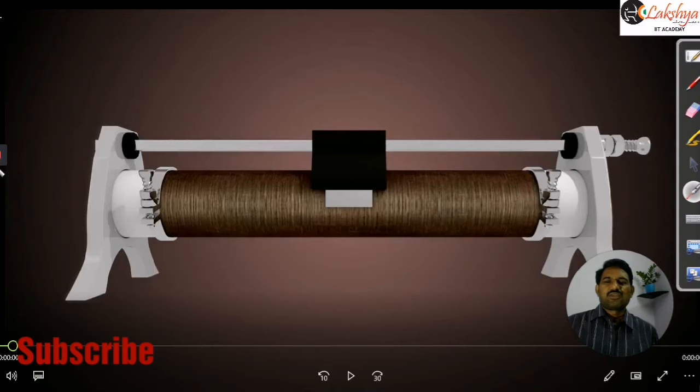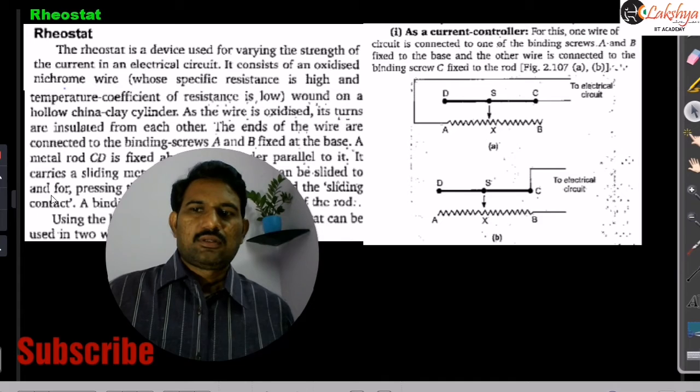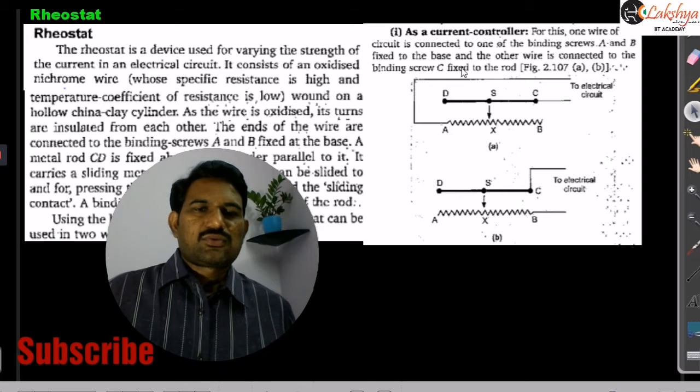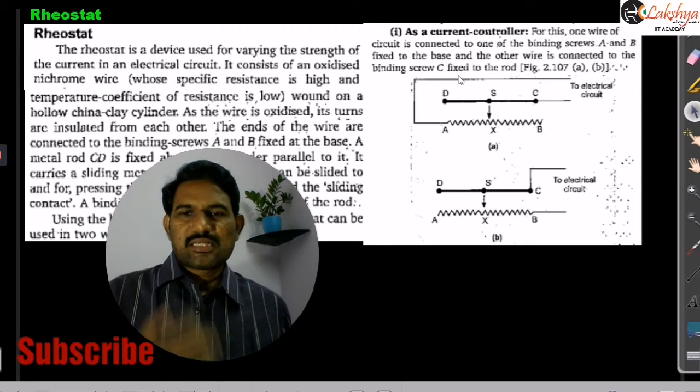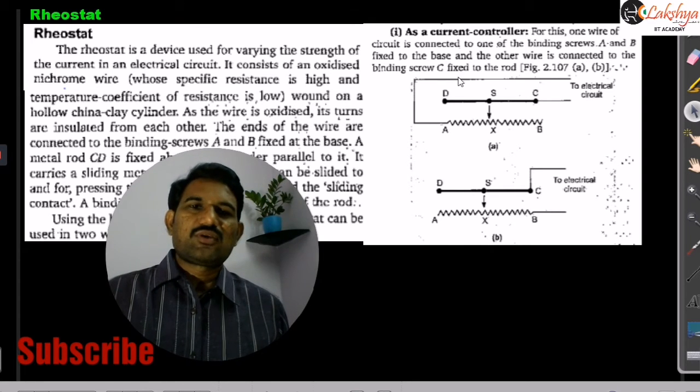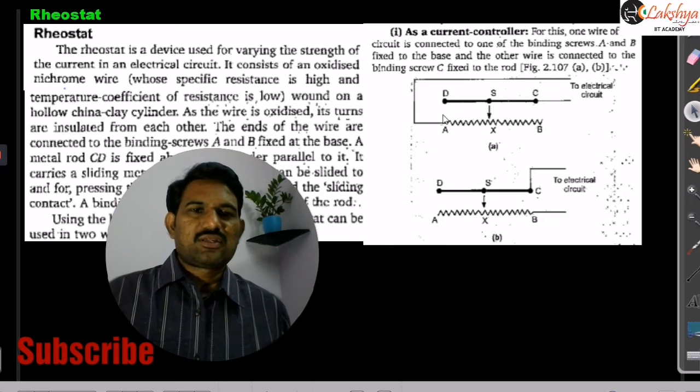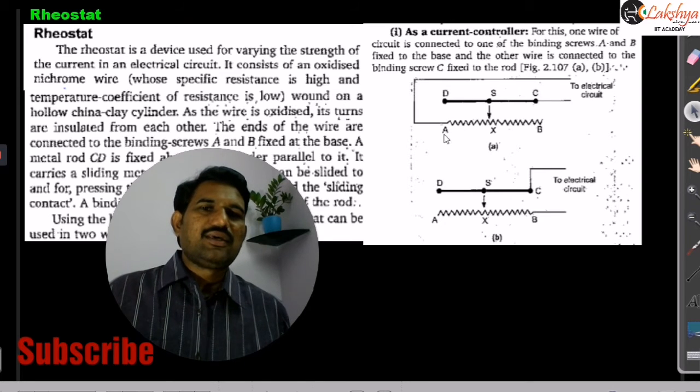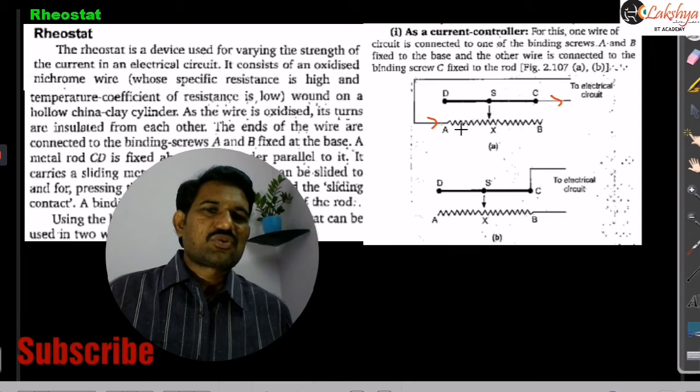Now let us see how it is used in a circuit. As I said, it can be used as a current controller, or we can control the potential difference in that circuit. If you want to control the current, then we need to give the connections like this. If current is entering here and it leaves the circuit here, then with the connections given like this, current will flow only through this part of the resistance. That means there is no current in this part here.